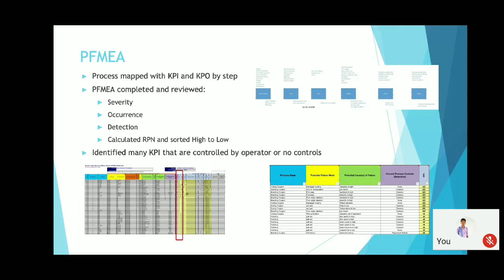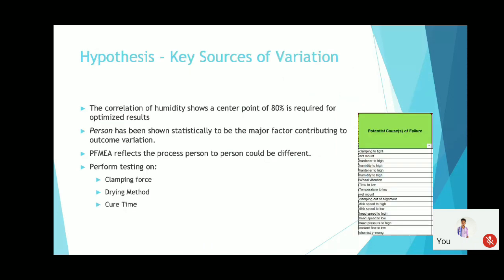This is a process map showing how KPI is mapped to KPO. For various occurrence deductions, I don't want to get too deep. Here you have quote samples and how they cut, how they dry, what happens when you mount, what happens when you grind, all kinds of things. Each KPI is identified by the operator, and then you have different hypotheses of potential failures, such as clamping force, the drying method, or queue time.